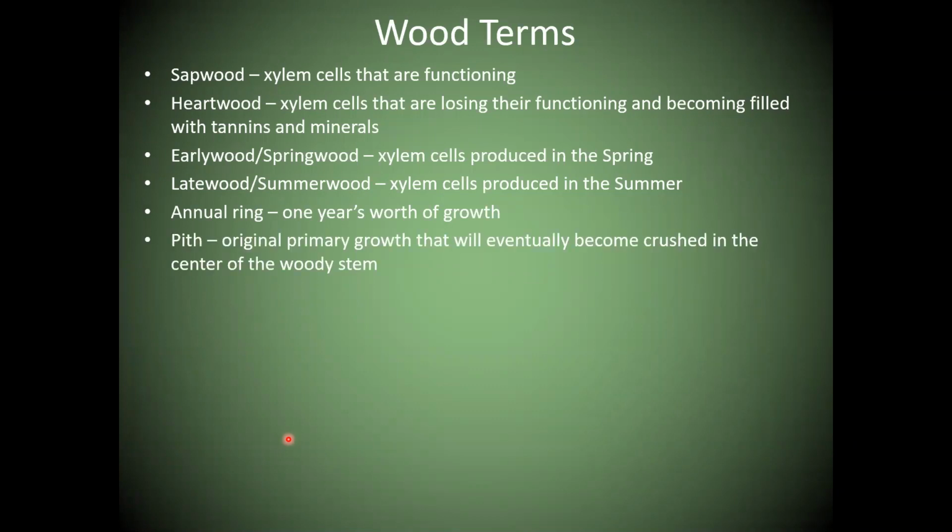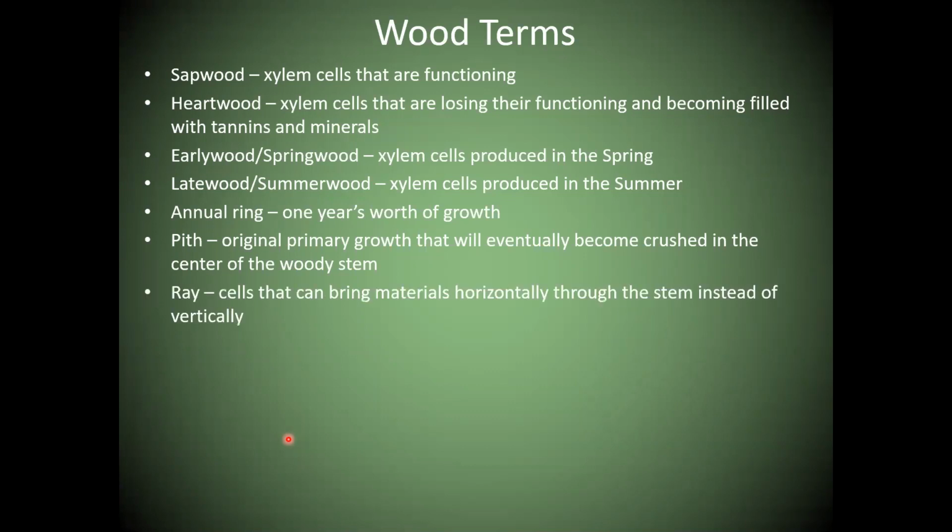Pith is the centermost collection of cells, which is part of the original primary growth that happens when the plant emerges from the seed as a seedling. As the plant continues to grow and accumulates more secondary growth, the pith becomes crushed towards the center.